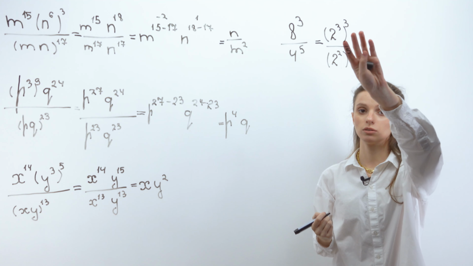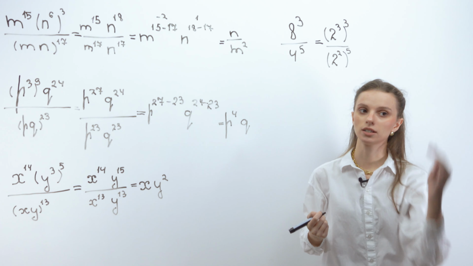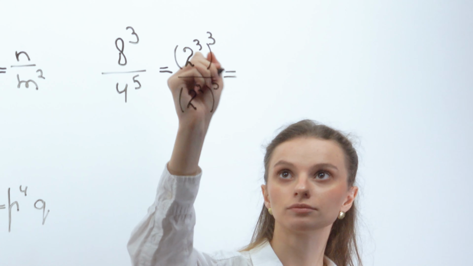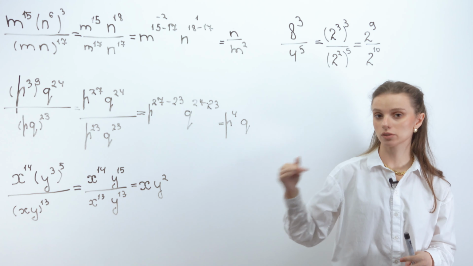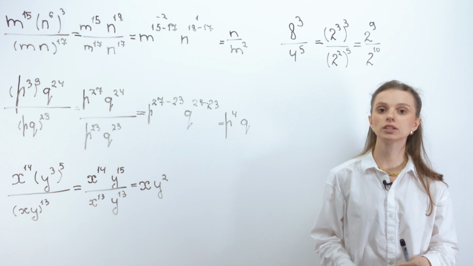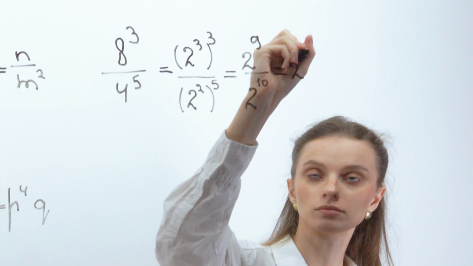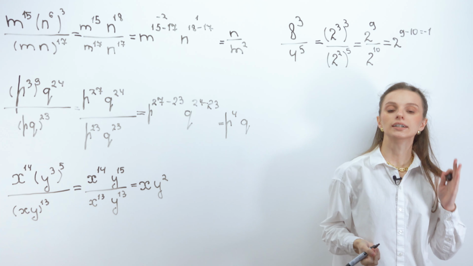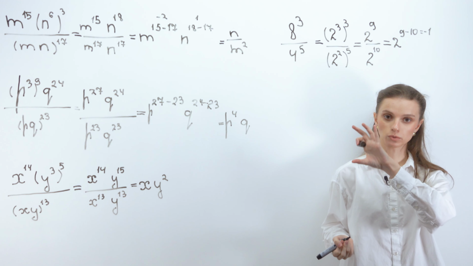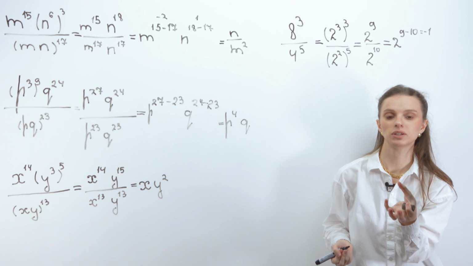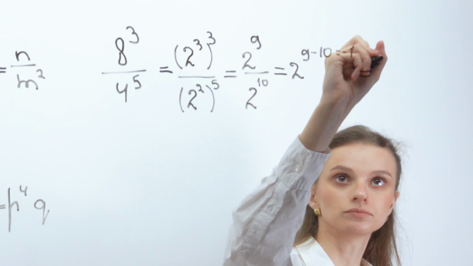Okay, now let's get rid of the parentheses. When we see powers like this, power to power is multiplication. You will have 2 to the 9th power over 2 to the 10th power. What is going to happen with powers? You're going to subtract them. So 9 minus 10. And what will be 2 to the negative first power? We're just going to move this 2 to the denominator and we will be left with 1/2.